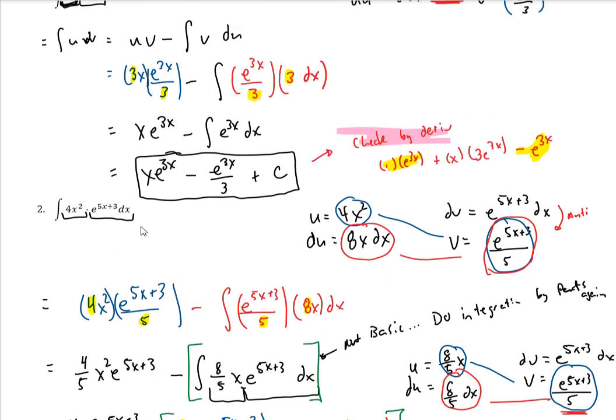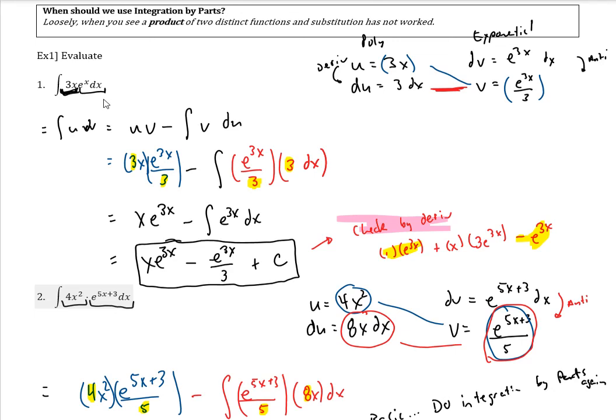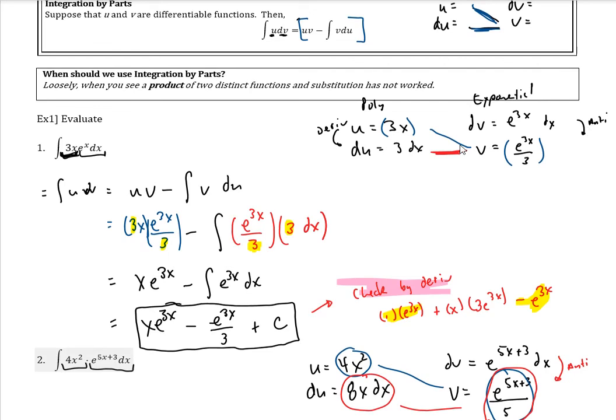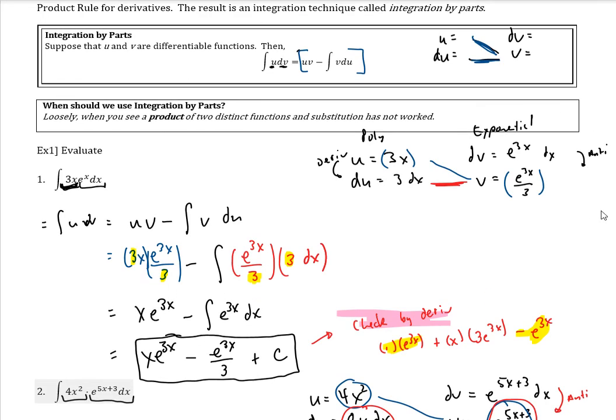So that's what we do with the exponential ones. If you have e to something, usually set your u as the polynomial and your exponential portion as the dv. Make this table, then cross multiply, kind of, and then set it up with your formula.